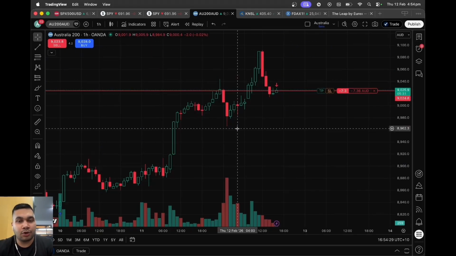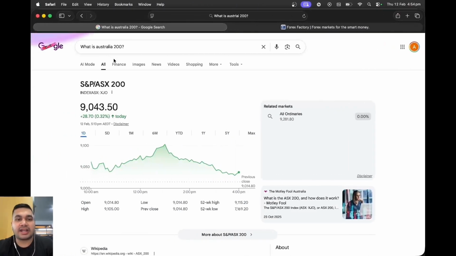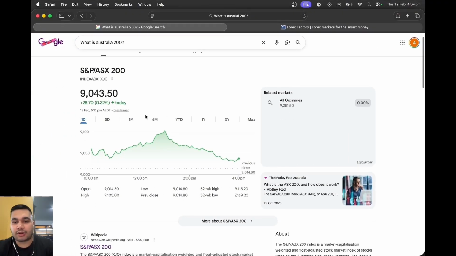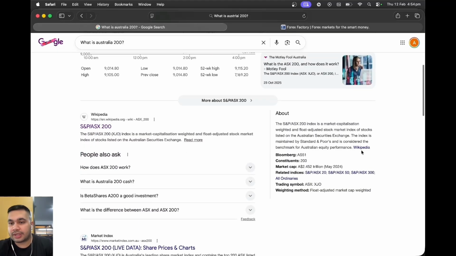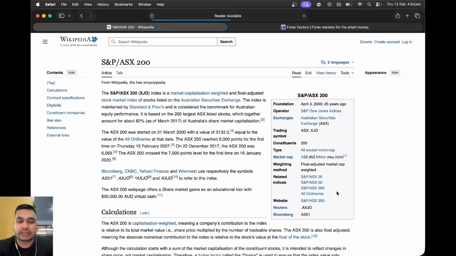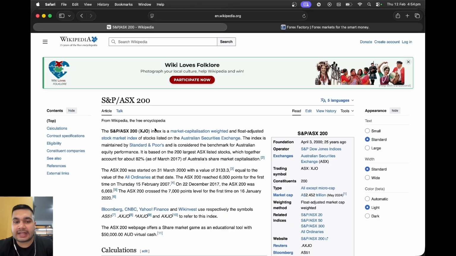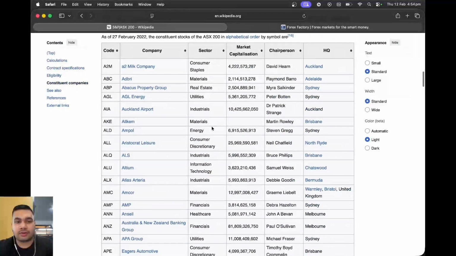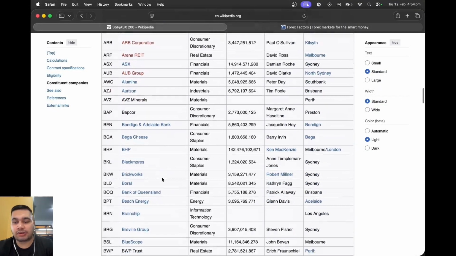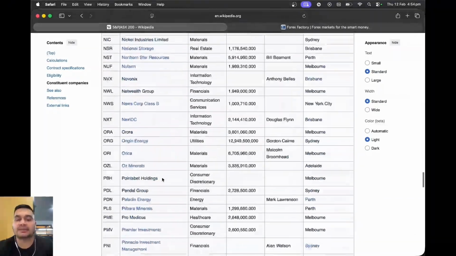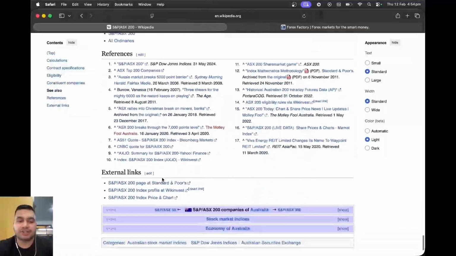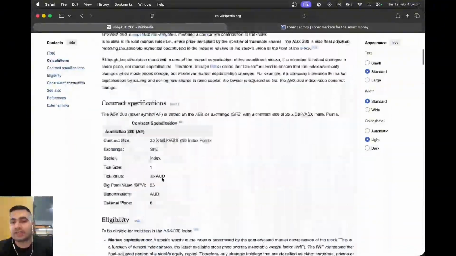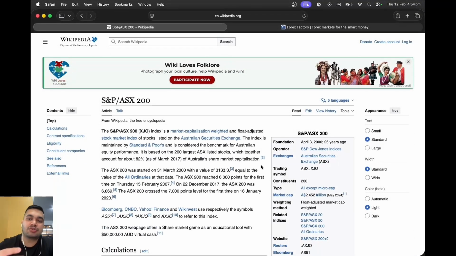So if you want to know more about Australia 200, you guys can go to google.com. You can write down what is Australia 200. You guys can see over here. You can go to Wikipedia and read the whole thing. In a nutshell, it's an index which comprises 200 companies. And if you go down, this is the list of all the 200 companies which makes the index move. So this is the Australia 200, but you guys don't really have to know this because it's useless. I'm just showing you guys if you want to know what are you trading, that's all.